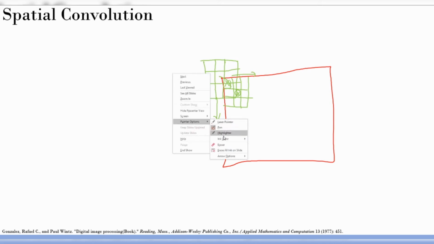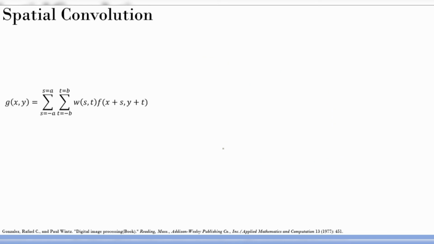Now let's put a very clean mathematical definition for this. This is the expression for the convolution operation, spatial convolution. X and Y are again the coordinates. G is the output image, so G is the intensity of the output image at the coordinate XY, given by this particular expression.